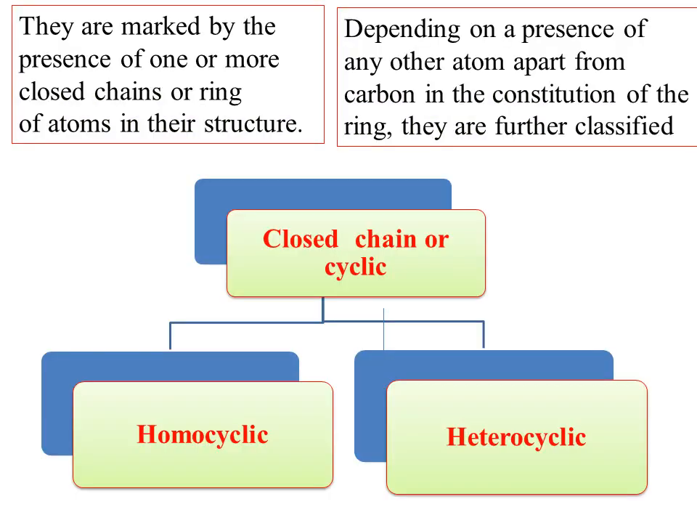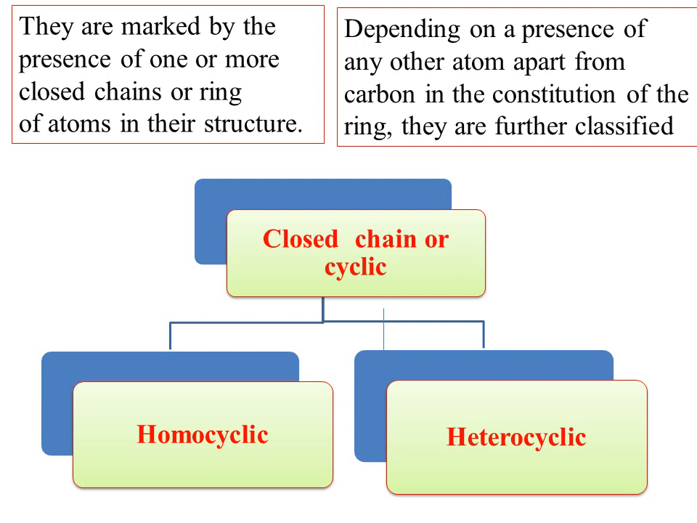Similarly, when you consider the closed chain or cyclic hydrocarbons, as the name indicates, they are cyclic in nature. They form a ring-like structure. They are marked by the presence of one or more closed ring-like structures. Again, they are classified into two types: one is called homocyclic, the other is called heterocyclic.